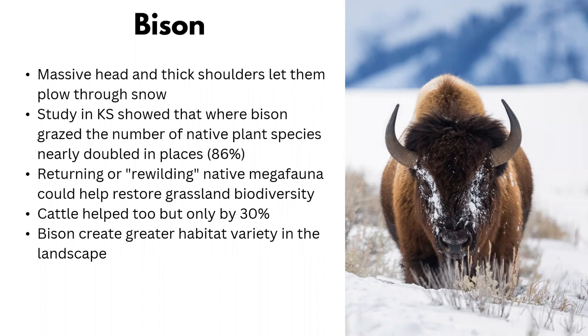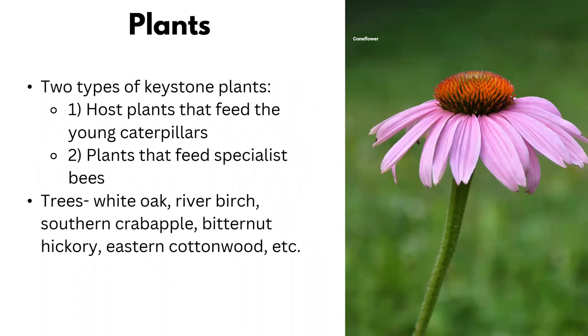All right, and I cannot forget plants. Plants always kind of seem to be shoved aside, but there is a huge bunch of plants that are keystone species. So I wanted to take a minute to talk about plants. There's really two different types of keystone plants. There's host plants that feed young caterpillars or young larvae of pollinators. About 90% of all of them are going to be butterflies and moths. Things like oak, elm, pine, chestnut, fir, hickory. Those are the host plants for the caterpillars.